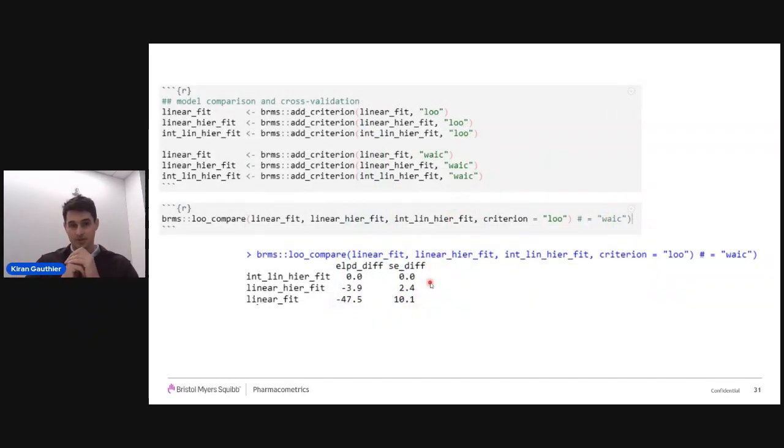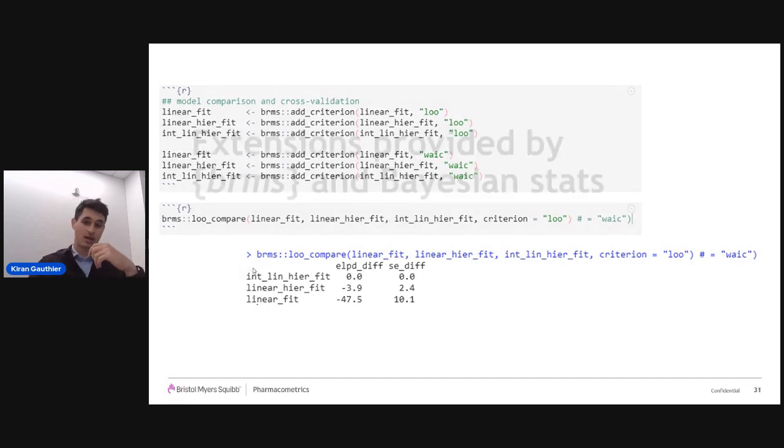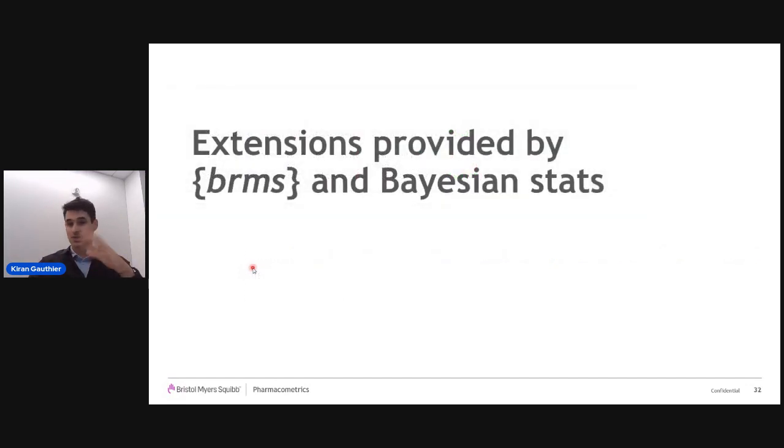Another thing, model comparison, right? I've described these 3 different models. I'd love to compare them on the basis of leave-one-out cross-validation, WAIC, which is just an extension of the AIC. In this case, BRMS suggests that the interacting linear hierarchical fit is the best. Again, I call it into question because I don't necessarily believe that the slope should be different based on the different dosing groups. And we have about a minute left.